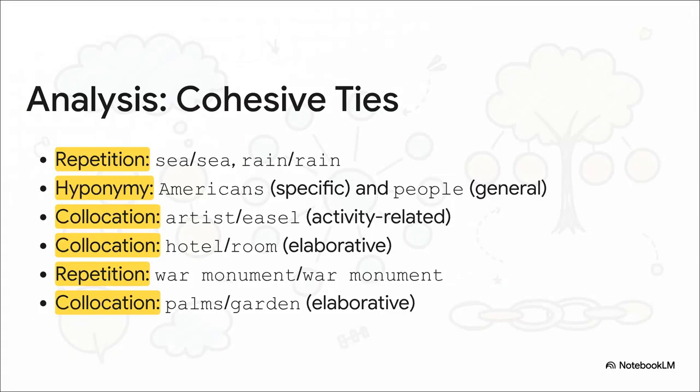All right, how'd you do? Let's check it out. Right off the bat, you probably spotted the simple repetition, see and see, rain and rain. That repetition really hammers home the gloomy atmosphere, doesn't it? And then, what about artist and easel? That's a perfect example of activity-related collocation. We just expect those two things to go together. See how just a few of these simple tools can weave a text together so tightly? Once you know what to look for, you start seeing these patterns everywhere.